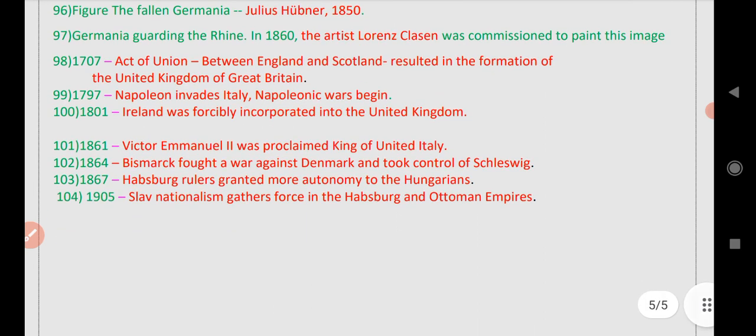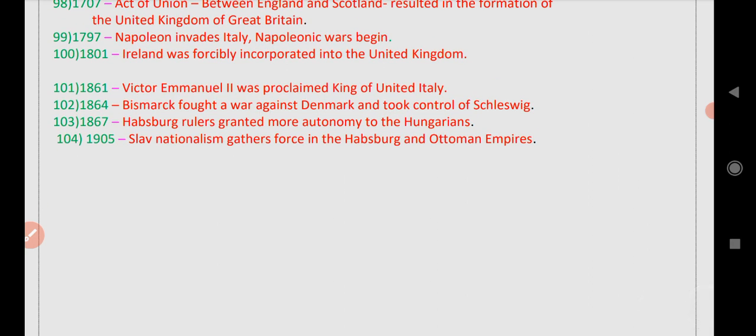Now some important dates. 1707, Act of Union between England and Scotland resulted in the formation of the United Kingdom of Great Britain. 1797, Napoleon invaded Italy, Napoleonic War begins. 1801, Ireland was forcibly incorporated into the United Kingdom.